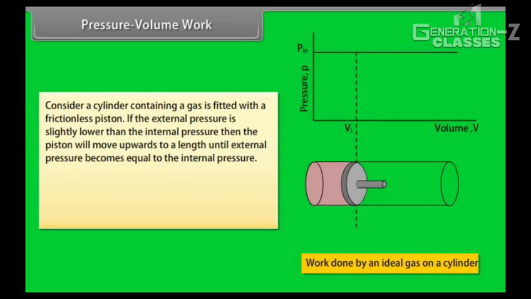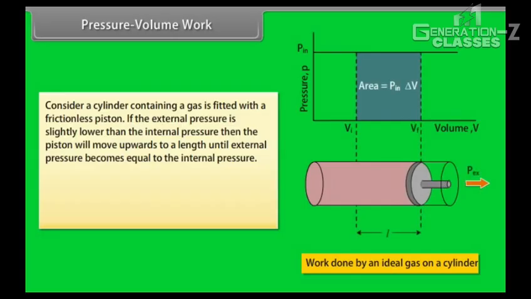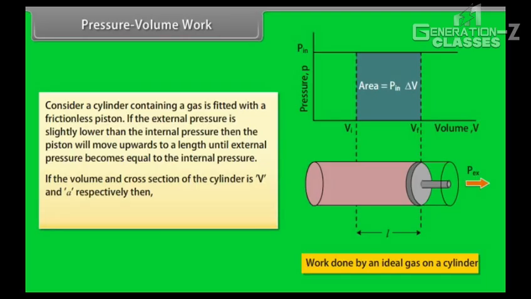Pressure volume work. Consider a cylinder containing a gas fitted with a frictionless piston. If the external pressure is slightly lower than the internal pressure, then the piston will move upwards to a length L until the external pressure becomes equal to the internal pressure. If the volume and cross-section of the cylinder are V and A respectively, then the work done by the system is equal to P into A into L, which is equal to P into delta V.